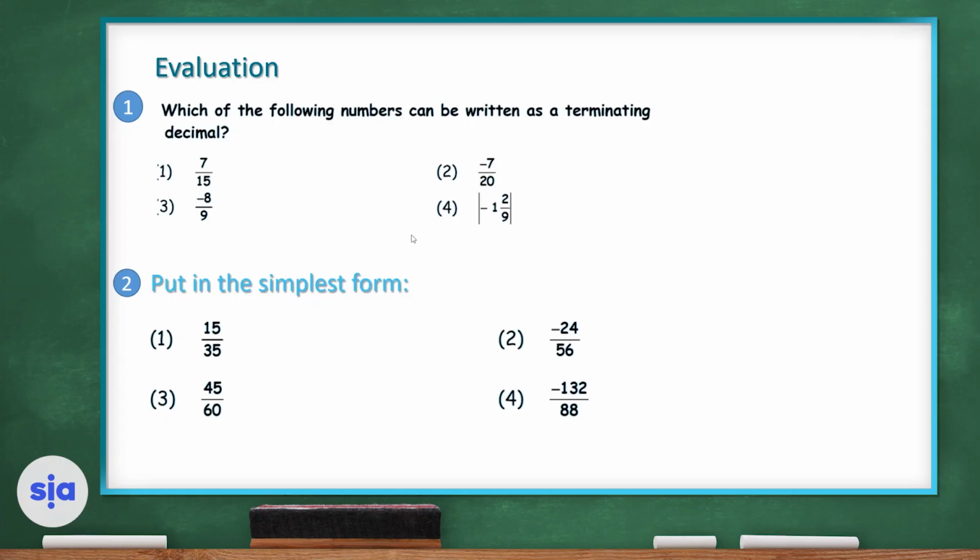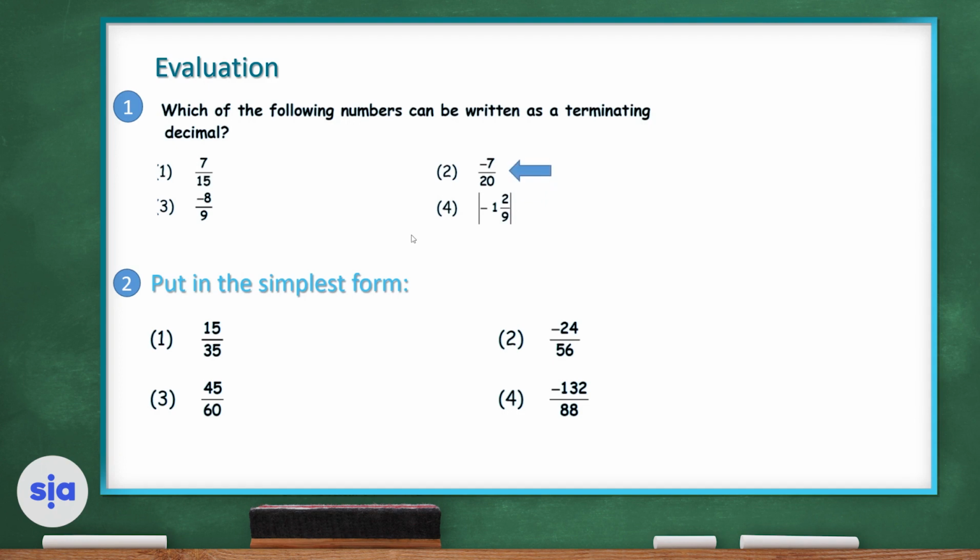Let's now move to the evaluation part. And please, when it comes to the evaluation, pause the video, try to answer the questions yourself, and then play the video again to check your answer. Which of the following numbers can be written as a terminating decimal? Terminating decimal means the decimal that ends and stops, it does not repeat. So in question 1, you will see that the only fraction that has a terminating decimal is choice 2.